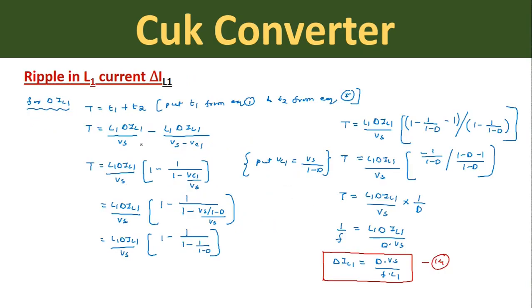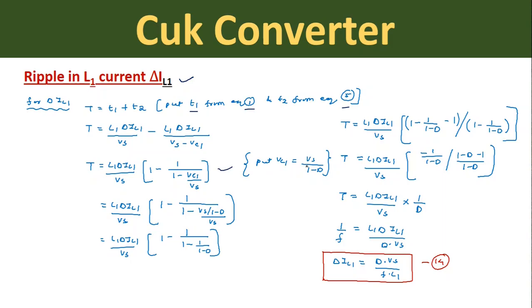Next derivation is ripple in inductor 1 current, represented by del IL1. We know that the total time period is equal to on period plus off period, that is T1 plus T2. Now we will put the T1 equation from equation number 1 and the T2 equation from equation number 5. We will get this type of equation. We will take out common L1 del IL1 divided by Vs from here. So we'll get this type of equation.